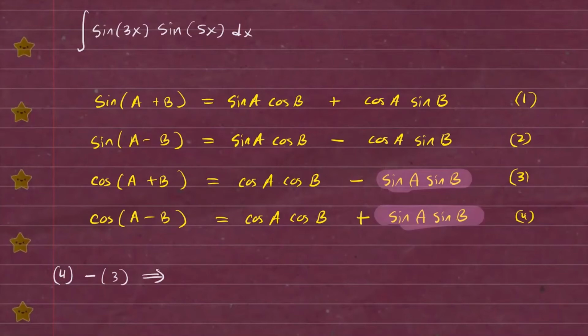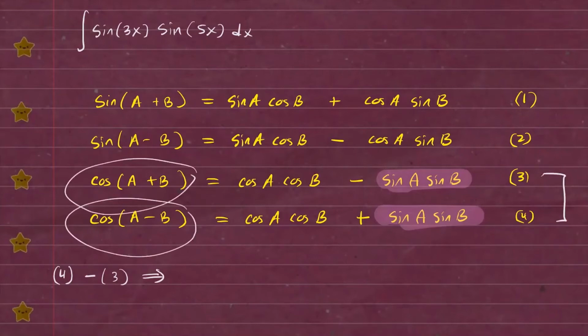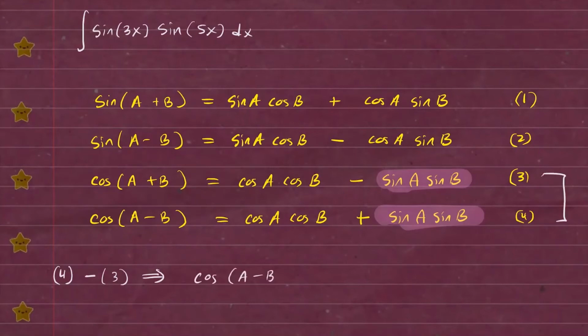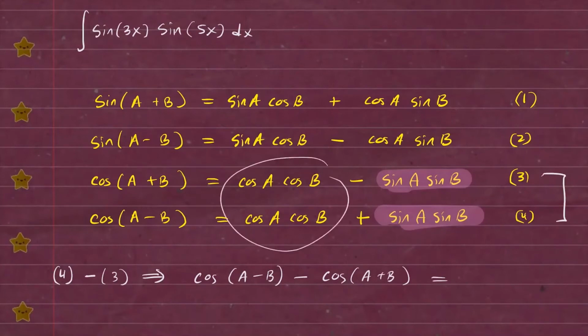So I'm subtracting these two formulas in this order, 4 minus 3. So on the left side, we'll have this minus that. So we're going to have cosine of A minus B minus cosine of A plus B. And on the right-hand side, these are going to cancel out. So they disappear, and then we have sine A sine B minus minus. So the two negatives make a plus. We will have positive 2 sine A sine B.